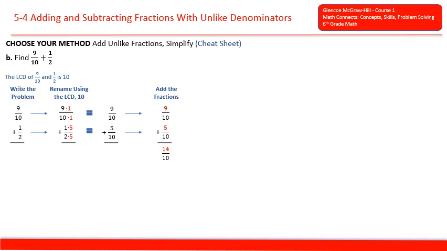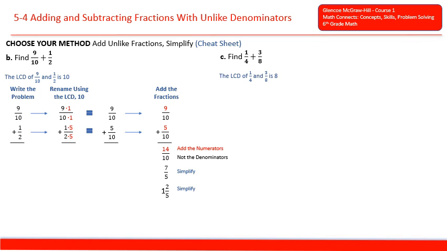And that will equal 14/10. And we added the numerators, not the denominators. Now 14/10 is an improper fraction. It also can be simplified. So if we divide 14 and 10 by 2, we get 7/5. And then we can simplify it again by changing it from an improper fraction to a mixed number.